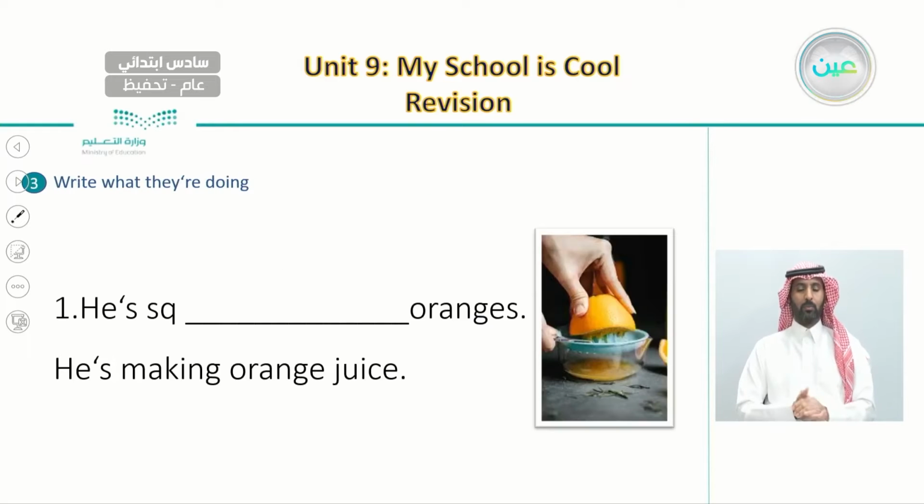Now, let us move on to the third one. Here in number 3, we need to write what they are doing. So in your books, on page 72, you can look at these different pictures. I would like you to have a look at them and then tell me what they are doing. For example, this picture here. What do you think this man is doing?